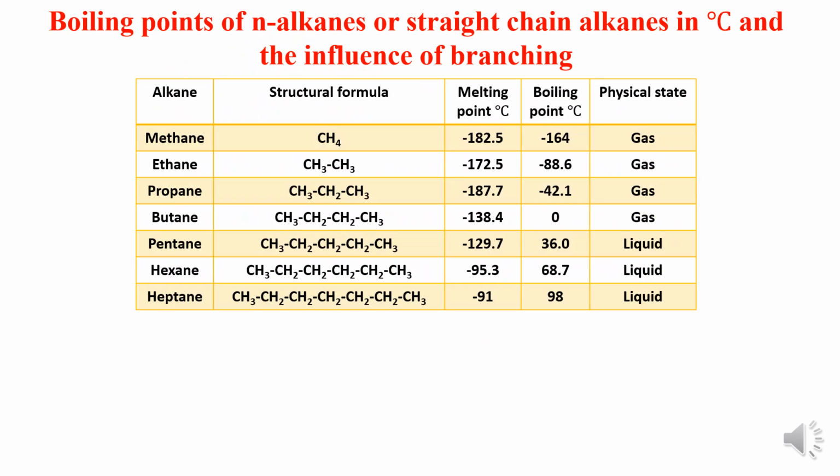Now this particular table gives the first 7 names of straight chain alkanes in the homologous series and their structural formula. You can clearly see that as the structural formula of the alkane changes, there is a corresponding change in the melting point as well as the boiling point.